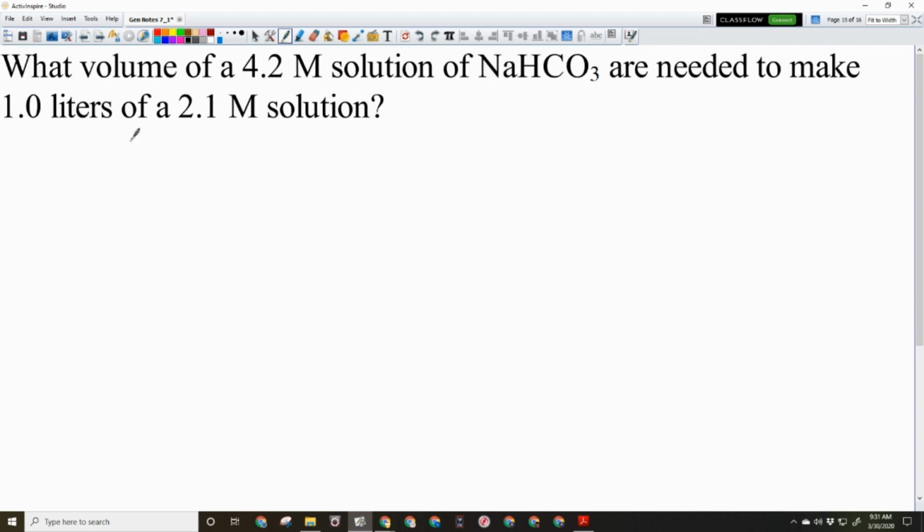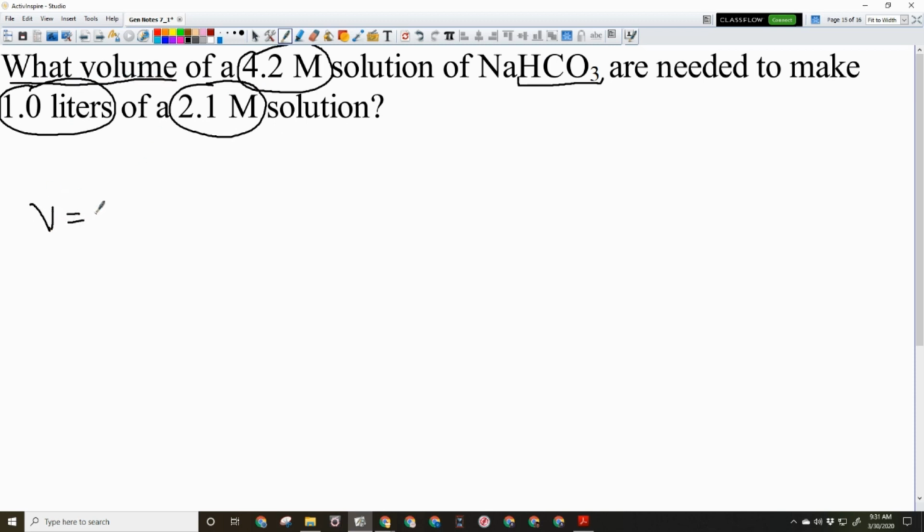All right. What is the volume of a 4.2 molar solution? So go ahead and write this down. I'll pause here and let you write this down. All right. What is the volume of a 4.2 molar solution of sodium bicarbonate? This is the bicarbonate polyatomic ion. So it's sodium bicarbonate are needed to make 1 liter of a 2.1 molar solution. So what is the volume?